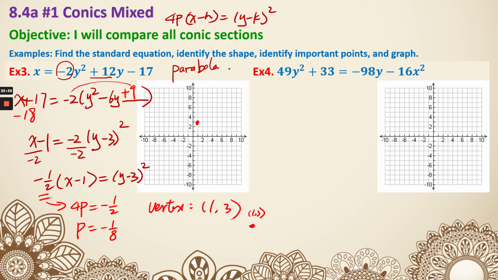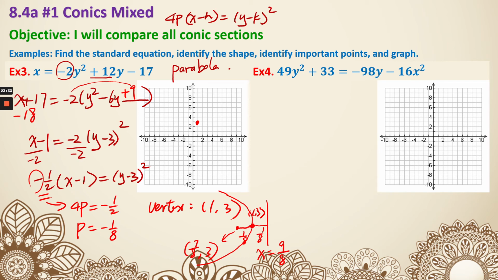So my vertex is at 1, 3, and since my p is negative, I need to go to the left to get the focus. This little portion, the length, is 1/8. That means my focus is going to be at 7/8, 3. But my directrix is going to be to the right by 1/8. And then my directrix is going to be x equals positive 9/8. And my graph is going to be opening to the left. That is my parabola for example 3.